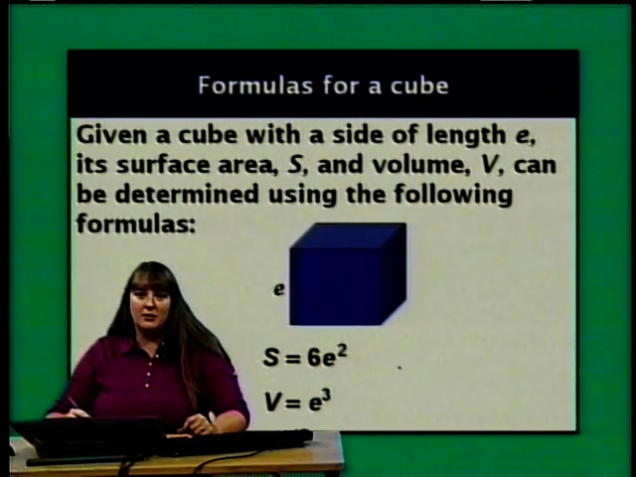For the volume, we take the length times the width times the height, just like a rectangular solid. But in this case, the length, width, and height are all E, so we have E times E times E, which is E cubed. And we're looking at a cube. E cubed, a cube.